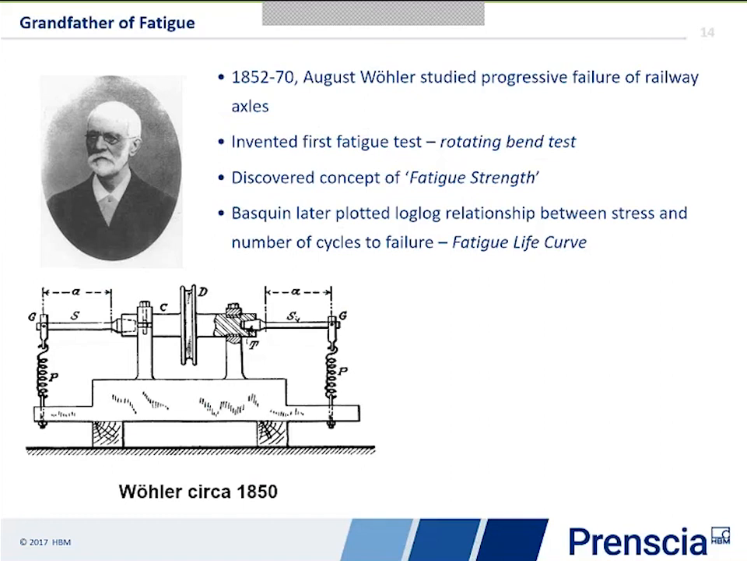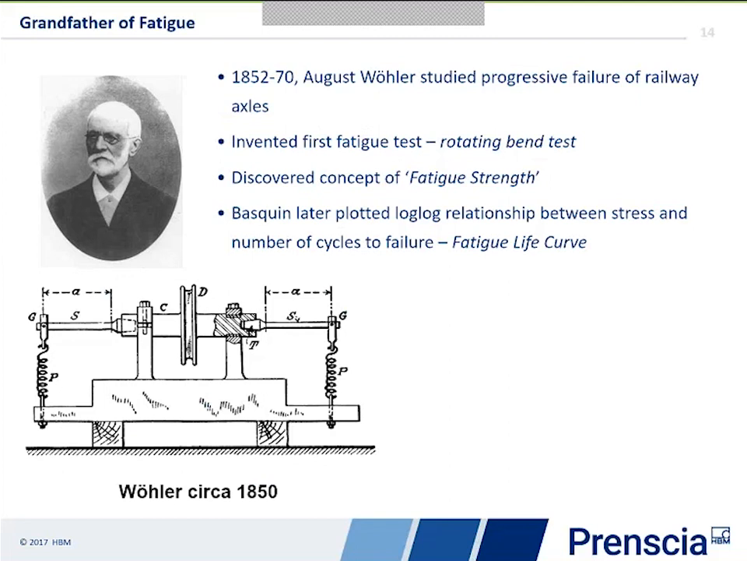Now, Woerner was interested in looking at fatigue of rotating axles on the train. So in this rig, you can see the S and SY, they're two axles. He was very efficient in the use of testing two at the same time. The springs P allowed us to introduce bending into those axles, and then the pulley system at D would be attached to a motor, and that would rotate the axles.